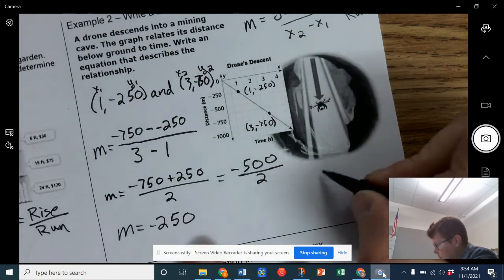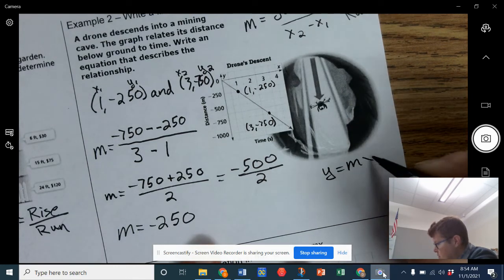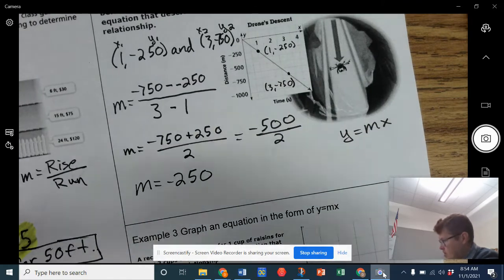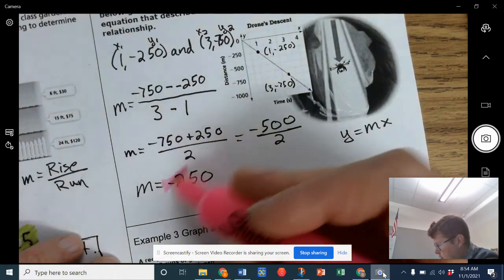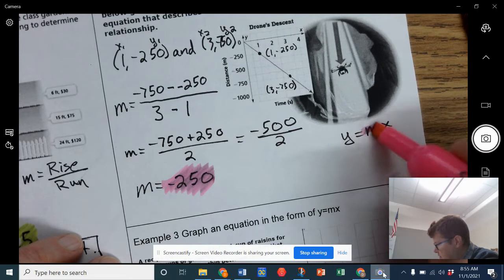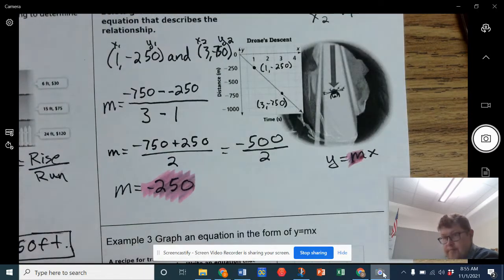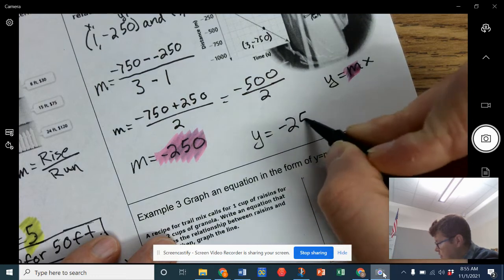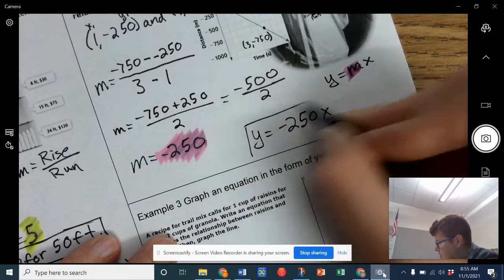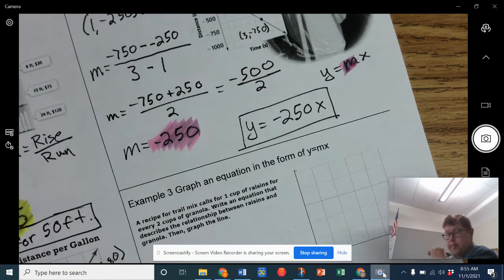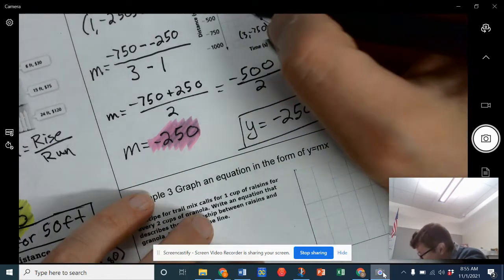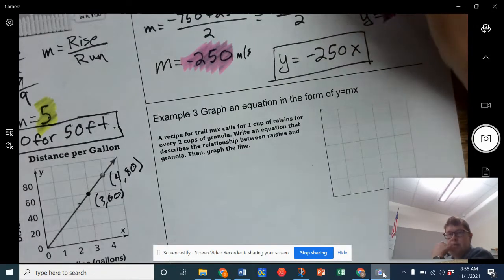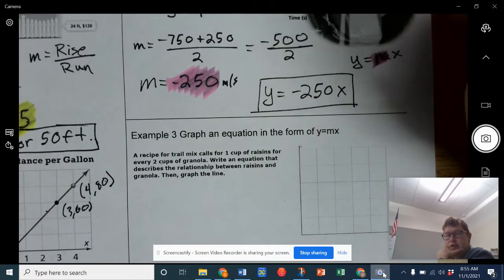And now remember, our equation that we talked about is y equals mx. So we just take our -250 and plug in for that m value, and we're good. So it becomes y equals -250x. And by the way, this is meters per second. So it descends at a rate of 250 meters per second.